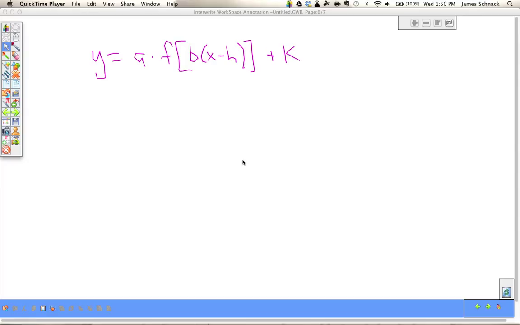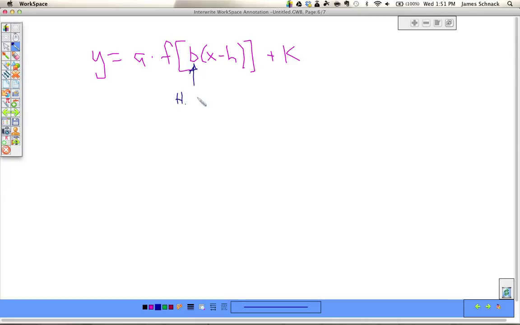So here we go. We're tying everything together: translations, stretches, reflections. It can all be summarized in this form right here. Inside of our parent function, all of this stuff affects the horizontal state of our function. The b, the coefficient of the x, is for a horizontal stretch with the scale factor not of b, but of 1 over b, the reciprocal.